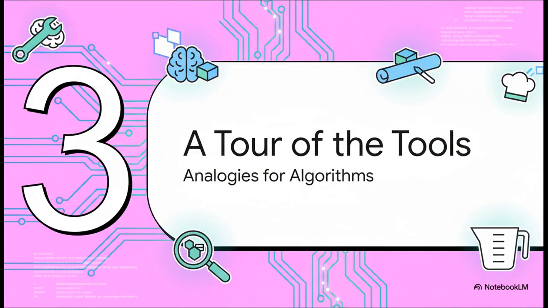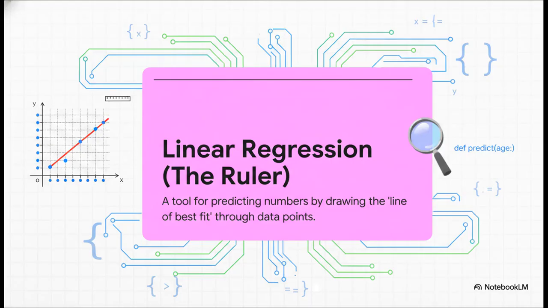All right, so with that 4-step recipe in our back pocket, let's take a quick tour of the most essential tools in our new machine learning toolkit. And for each one, we'll give it a simple analogy so you'll never forget what it does. Our first tool is linear regression, but I just like to call it the ruler. Its job is really simple: predict a number.